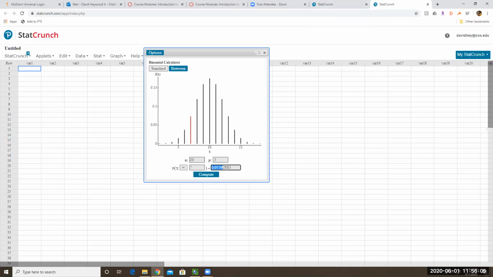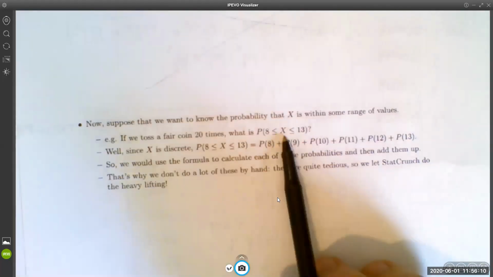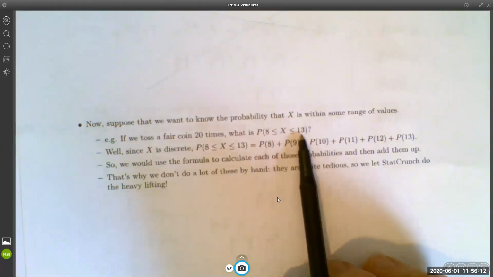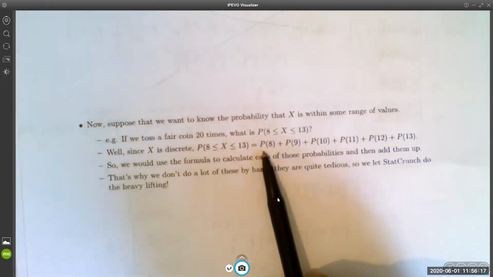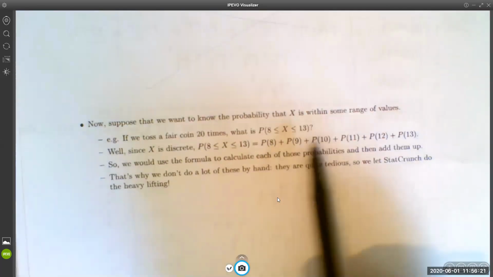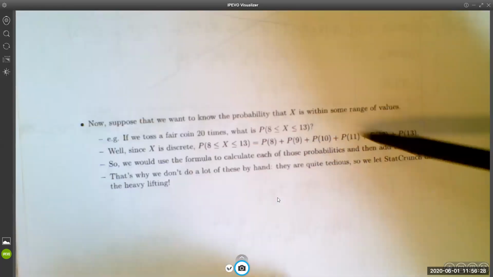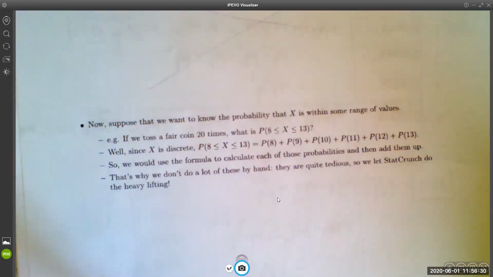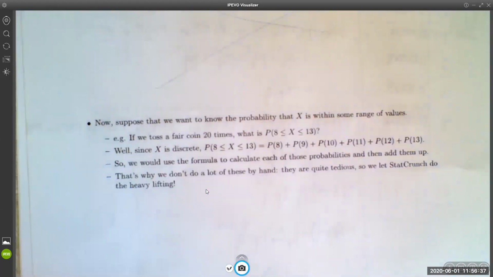You may wonder, what about these kinds of probabilities that we looked at before? For these, what StatCrunch is doing is computing the probability x is 8, and then the probability x is 9, and then 10, 11, 12, 13, and then it adds all of those up. I'm not going to take you through an example of working all that out because it would take us forever. That's why we use StatCrunch, because these calculations are tedious, and so we let StatCrunch do the heavy lifting.